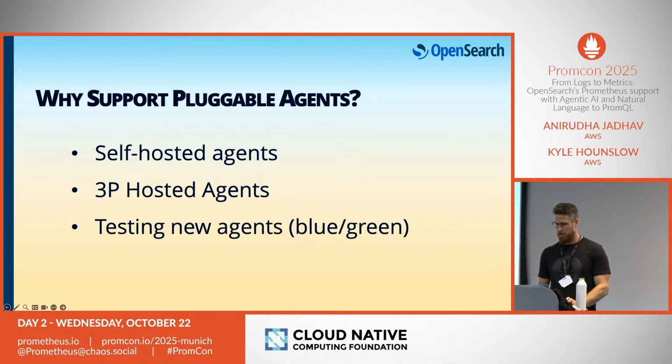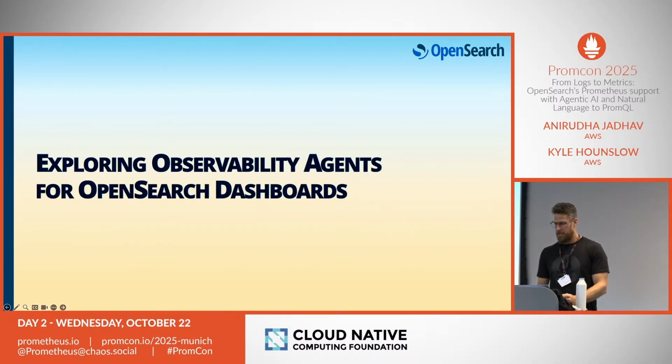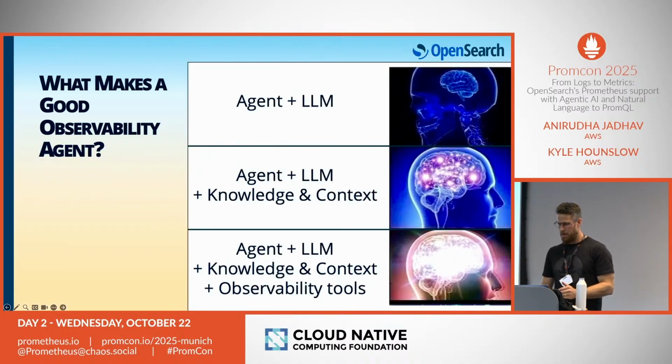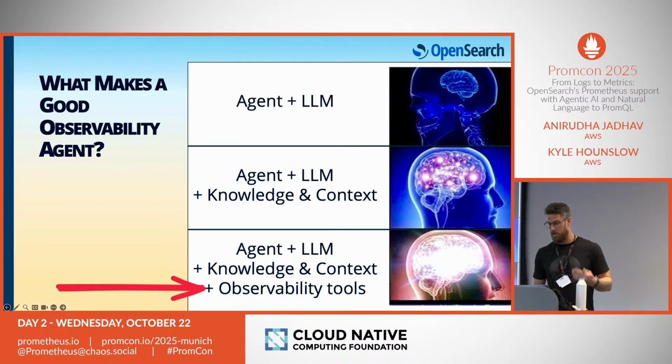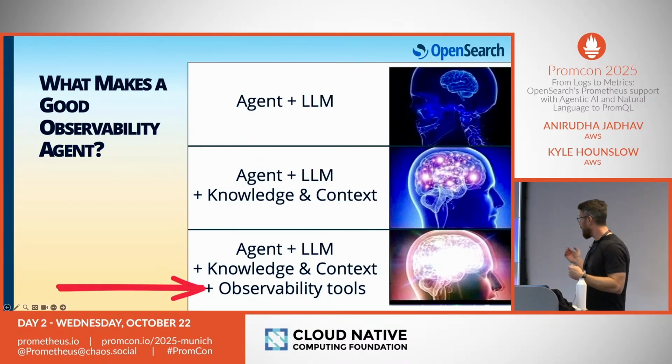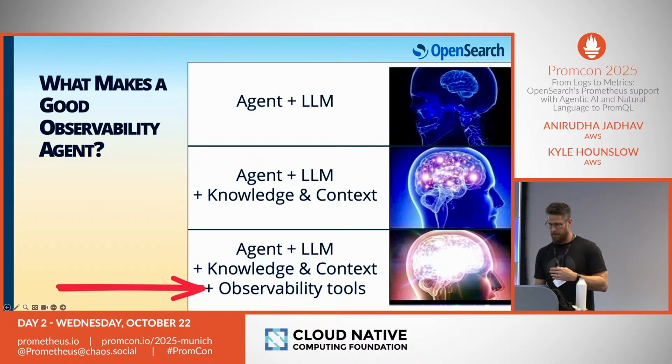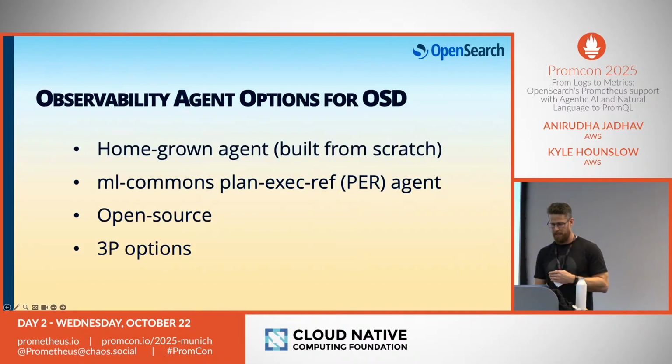There's also third-party hosted agents that you can use for pay-as-you-go options. And we also want to be able to test new agents, if they come available, if it's a new agent framework, we want to just be able to plug that new one in. And so exploring some of the options for observability agents in OpenSearch dashboards, we know that we need knowledge and context to be able to generate queries, but for this agentic-led investigation, we also need purpose-built observability tools for the agent to be able to discover alerts and metrics and perform root cause analysis on behalf of the user.